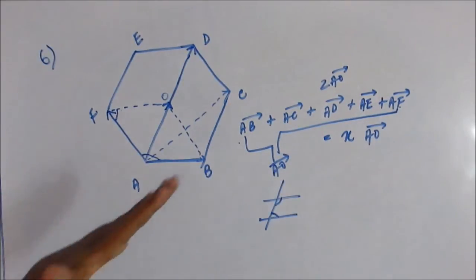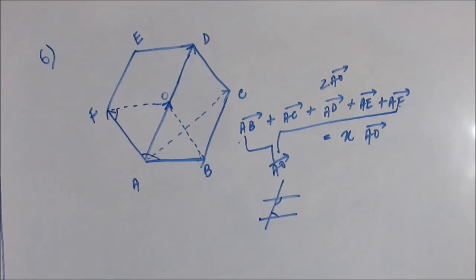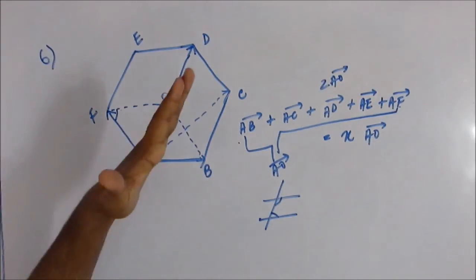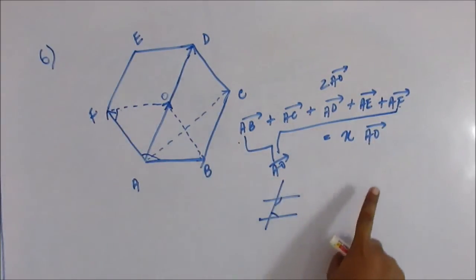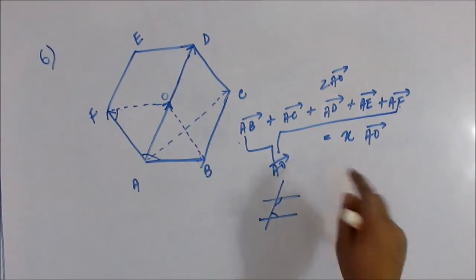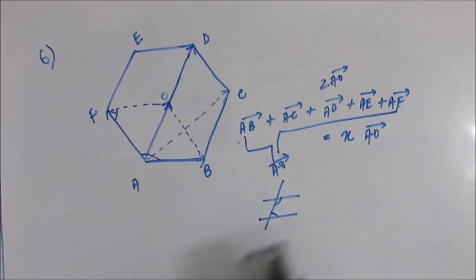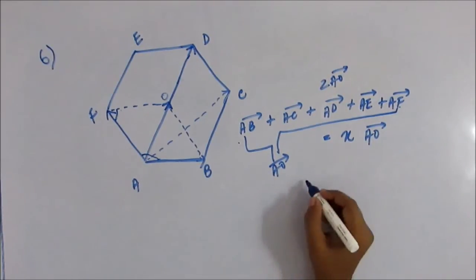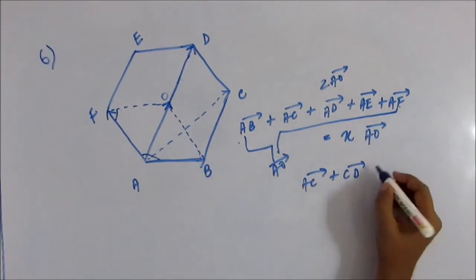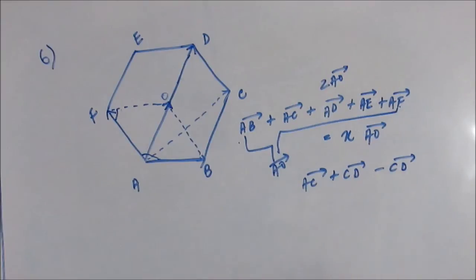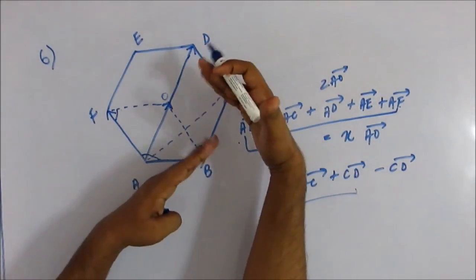Now let's see AC vector. Now again you think of triangular law of vector addition. AC vector plus CD vector would be AD vector, isn't it? AC vector plus CD vector. Now there is no CD vector here. So let's do one thing. I'm adding CD vector in this expression, so I also have to subtract CD vector. But AC vector plus CD vector is AD vector.